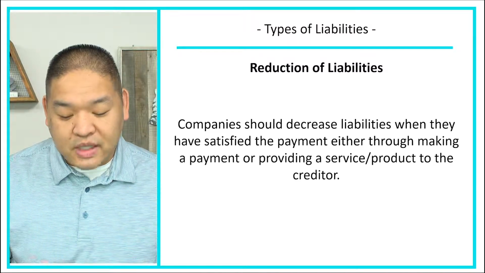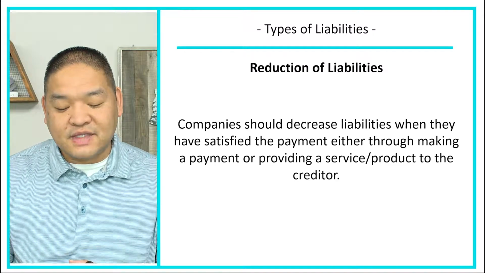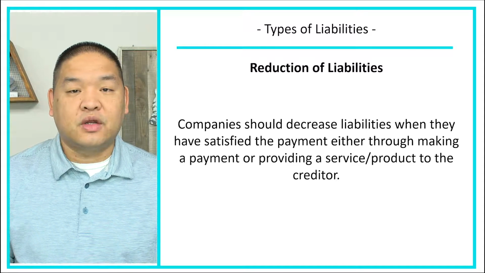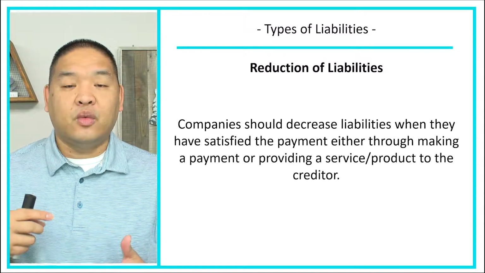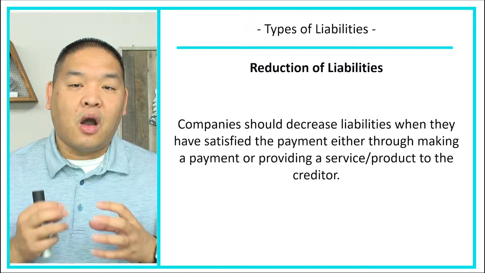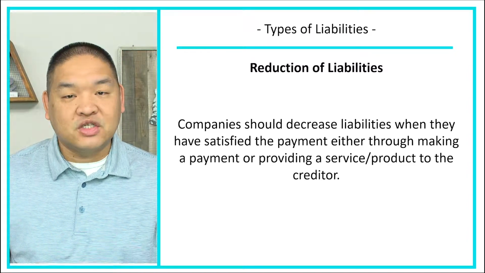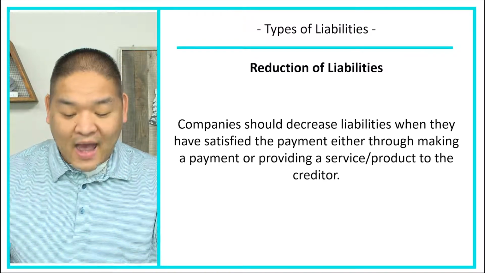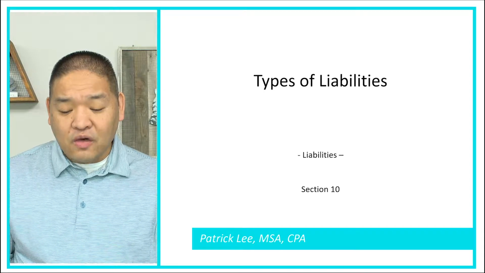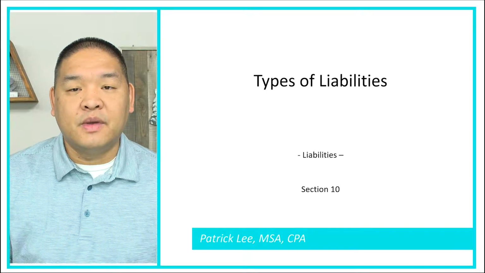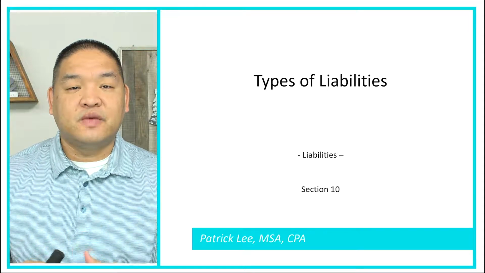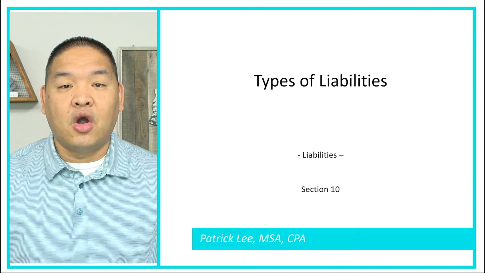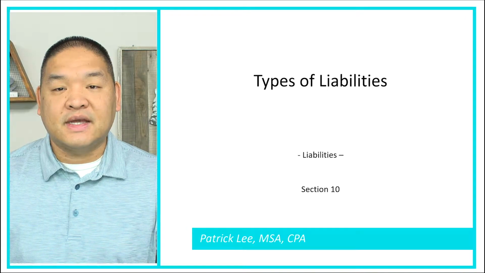Now, some reduction of liabilities. When do we reduce liabilities? Companies should decrease liabilities when they have satisfied the payment, either through making a payment or providing a service or product to the creditor. If we provide the service and we no longer owe it, then we should reduce our books by the amount that the creditor is accepting for our services, our product, or our cash. So that is an overview of the different types of liabilities. And like I said, as we go through this section, we've got a lot of different topics that we're going to be talking about surrounding liabilities. So hope you enjoyed this lesson, and we'll see you in the next video.